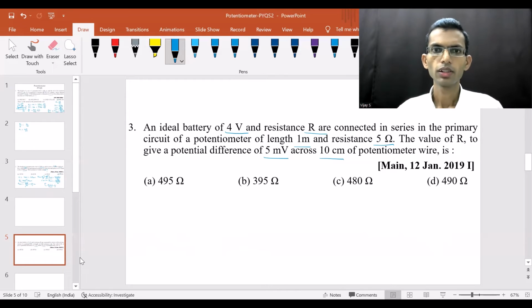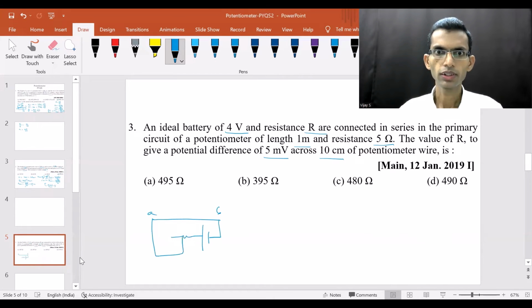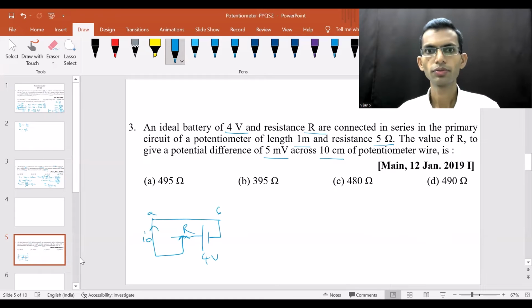He is asking us to find the series resistance R value. The primary circuit can be drawn like this for this case. So this is the primary circuit battery, and this is the series resistance R. He gave the battery voltage as 4 volts. Let us say I naught is the current flowing through the primary circuit. He gave its length and resistance, which we can see here.